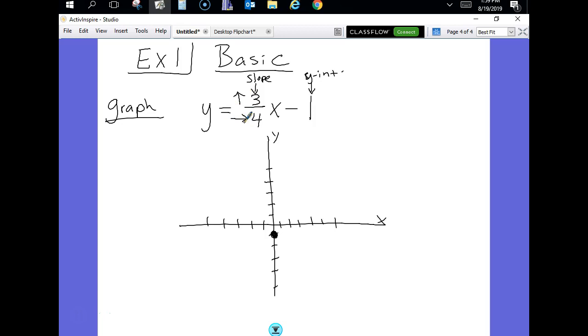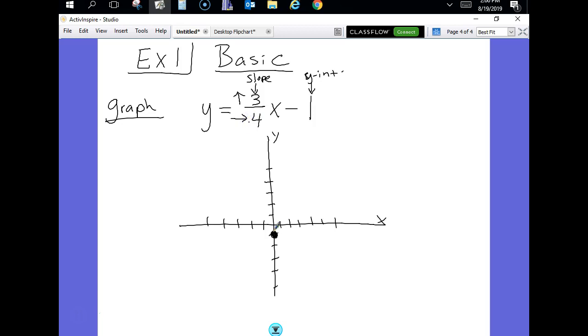Now, I'm going to have Vanessa read it again. Vanessa, would you read that again? Step 2. Use the slope to find the next point. Is that all it says? Starting from the y-intercept, right? So you start from here, and you use this as your driving instructions to find the next one. So I'm starting from here. I'm going to go up 3, over 4. So let's do that.